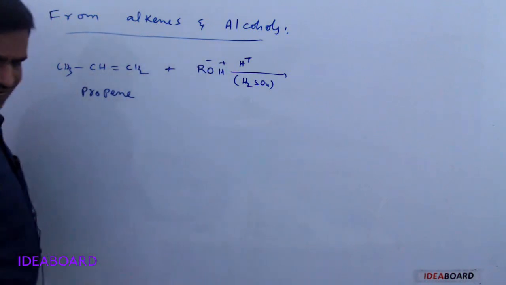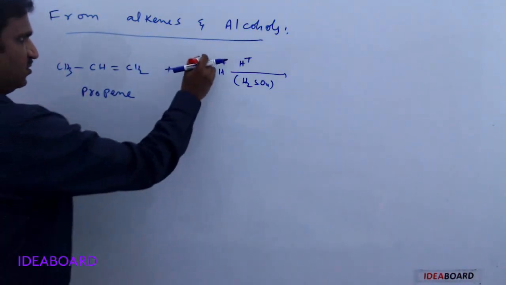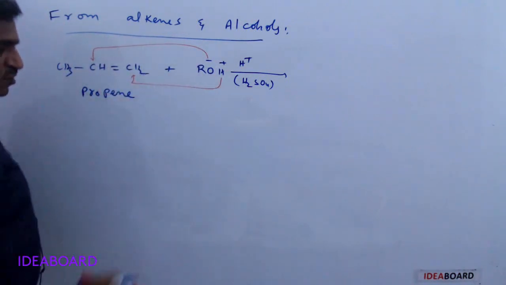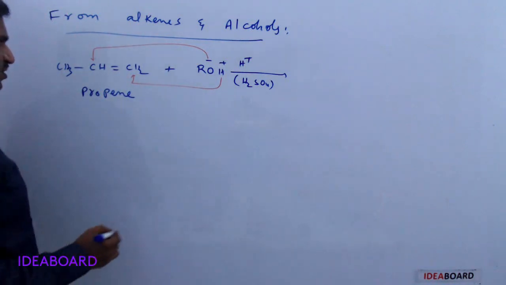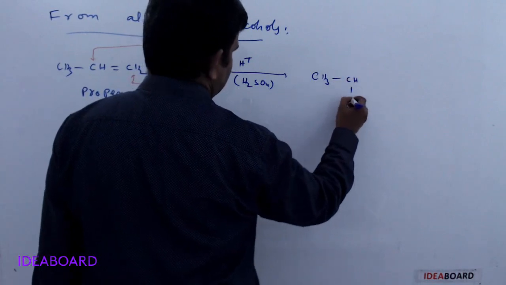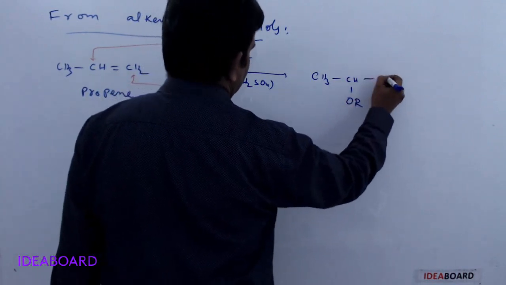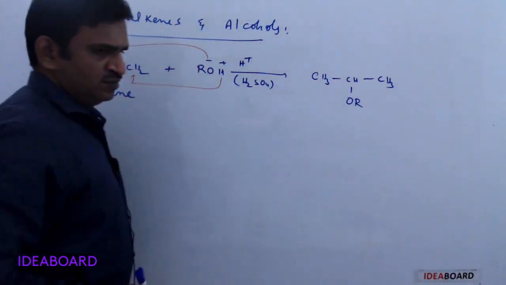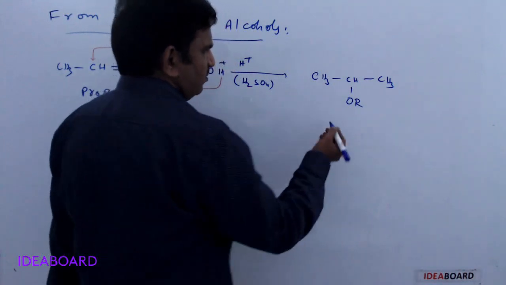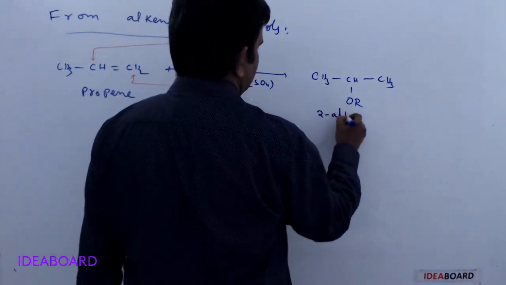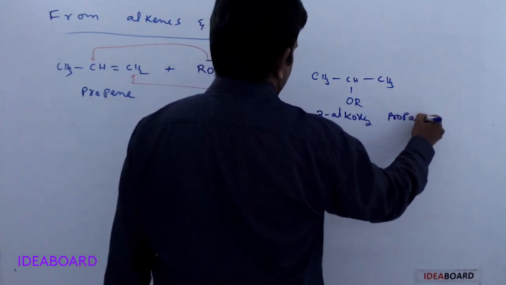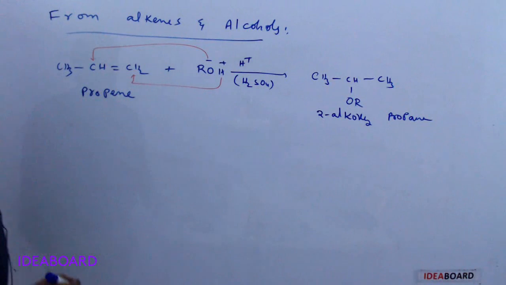the carbon containing fewer hydrogens. This is added to the carbon with fewer hydrogens, and H plus is added to the carbon with more hydrogens. Then what is formed here is CH3, CHOR, and CH3. This is called 2-alkoxypropane. That is the ether formed.